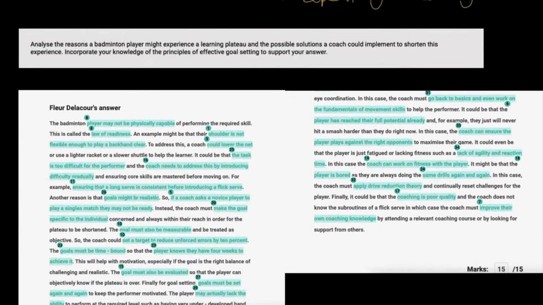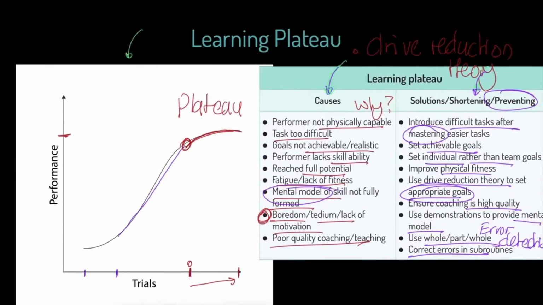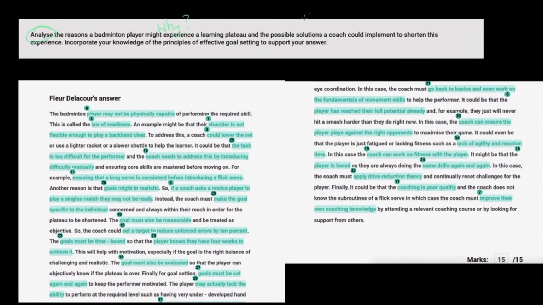Now, I guess this is the big moment. I'm not predicting this is going to be your question, but I think it could be close. I've gone for analyse, which remember is to break into parts and explain the reasons a badminton player might experience a learning plateau. So we've got here the why. Why is this happening? Can I just remind you, all that stuff there, the causes. So we've got why is the learning plateau happening, and the possible solutions. We've got that right next to it in the column up above, right? And a coach could implement to shorten this experience. Incorporate your knowledge of the principles of effective goal setting to support your answer.